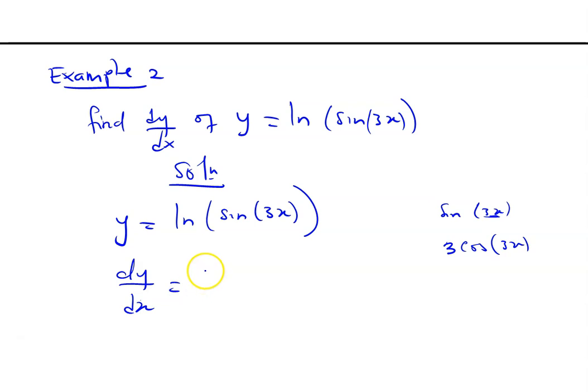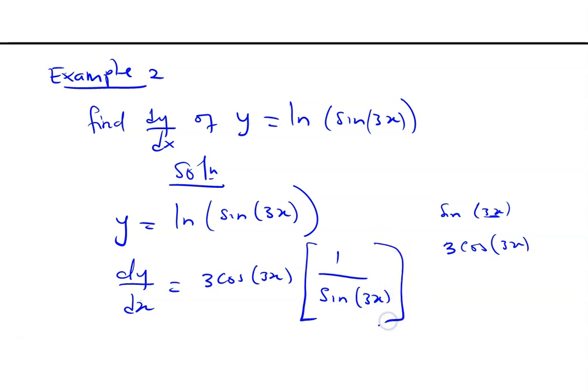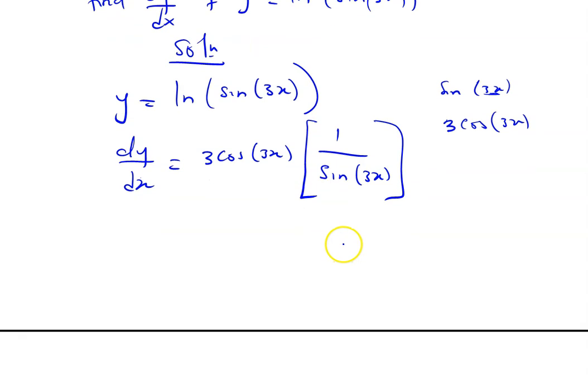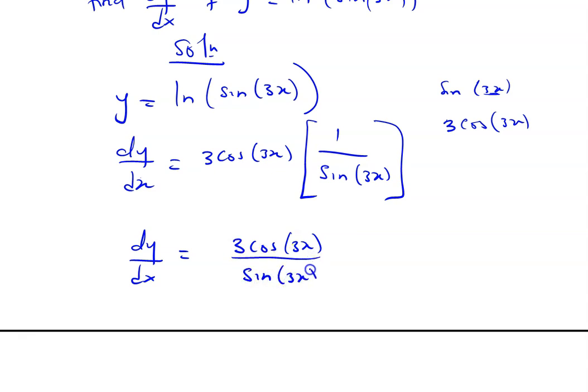Are right there first, which is 3 cos 3x. Then what is inside becomes what? A fraction. That is 1 on what? 1 on sine 3x. You get it? Yes. So at the end, the dy/dx becomes what? 3 cos 3x all on what? Sine 3x. Okay. But we are not done.